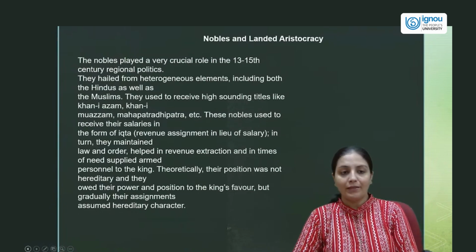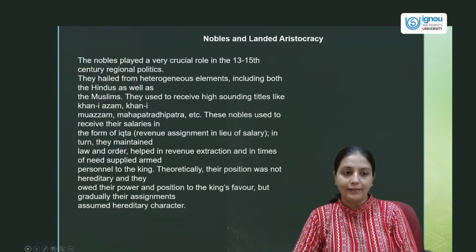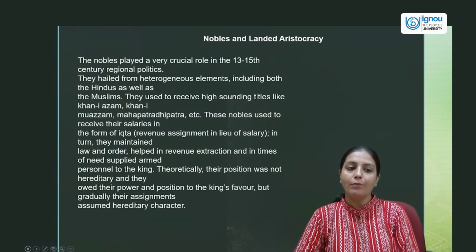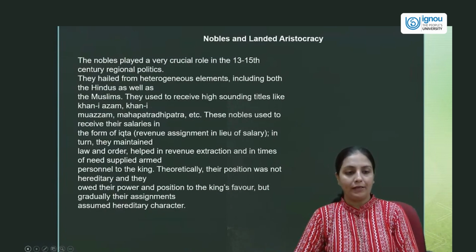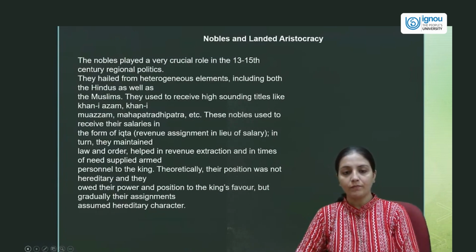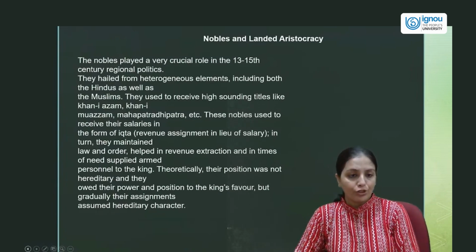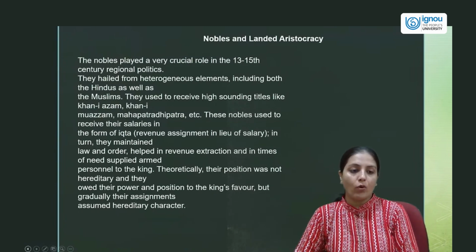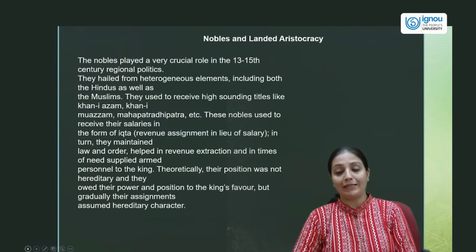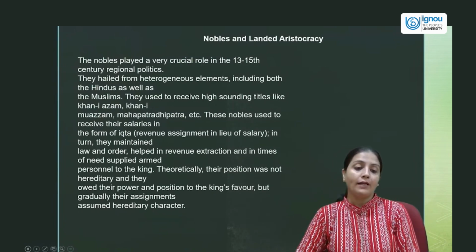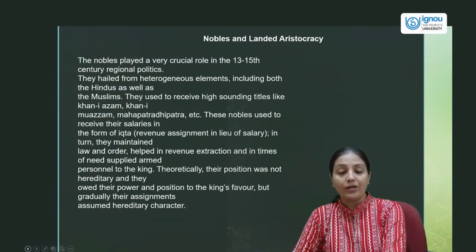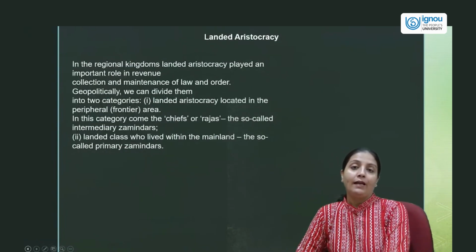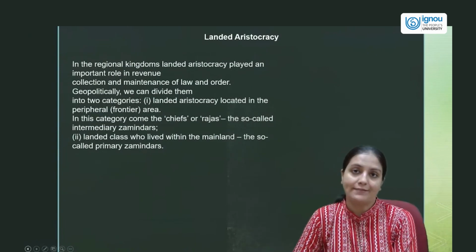In turn, they maintained law and order, helped in revenue extraction, and in times of need supplied armed personnel to the king. Their position was not hereditary and they owed their power and position to the king's favor, but gradually their assignments assumed a hereditary character.